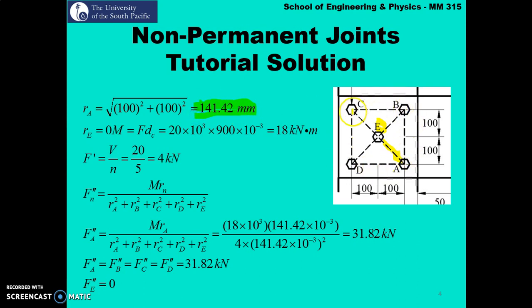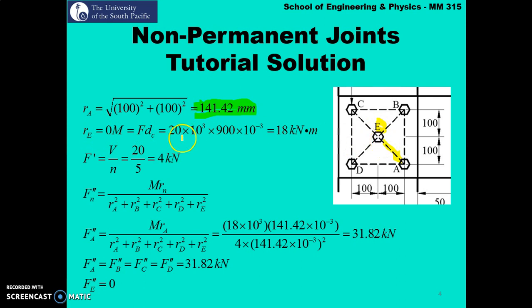When you look at the bolt pattern, you'll see that bolt B, C and D are also located at the same distance from the centroid as bolt A. So therefore RA, RB, RC and RD are going to be same, which is 141.42 mm. Bolt E is right at the centroid, so the distance of bolt E from the centroid is 0. So therefore RE is 0.